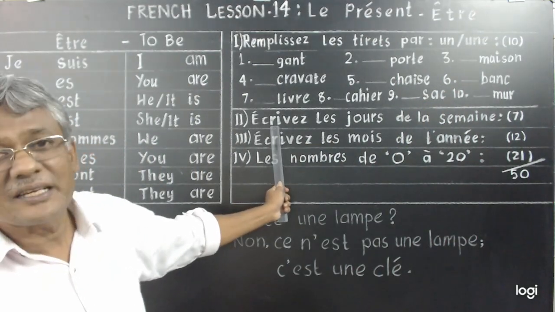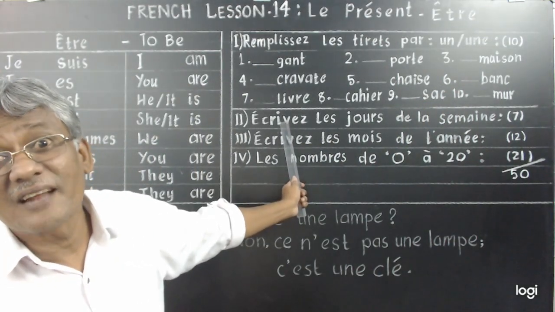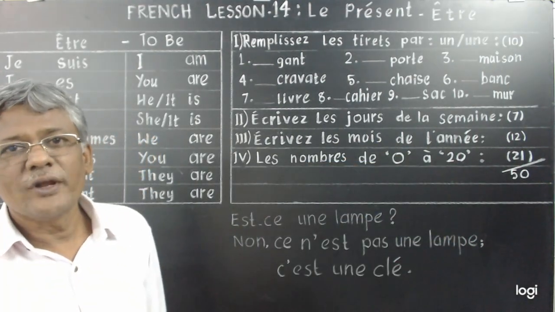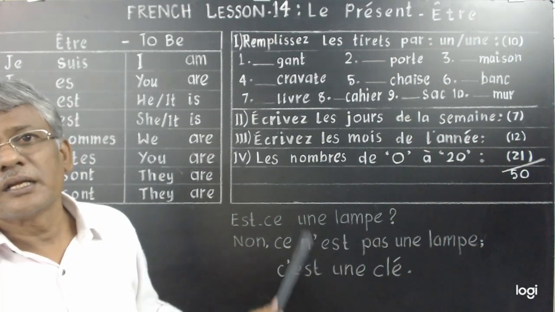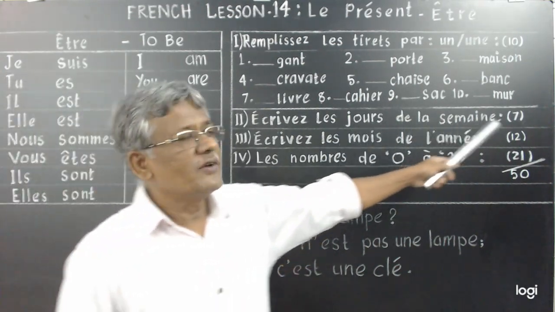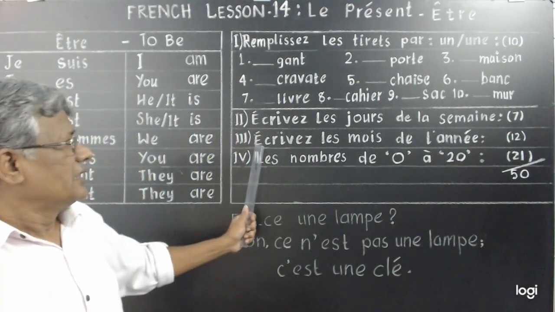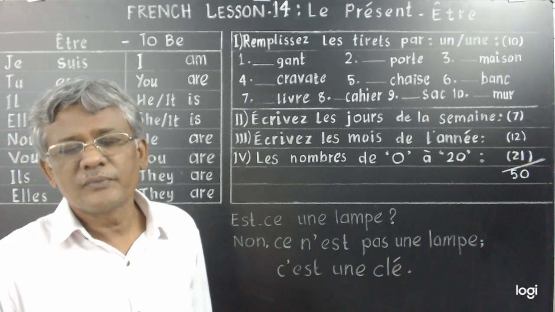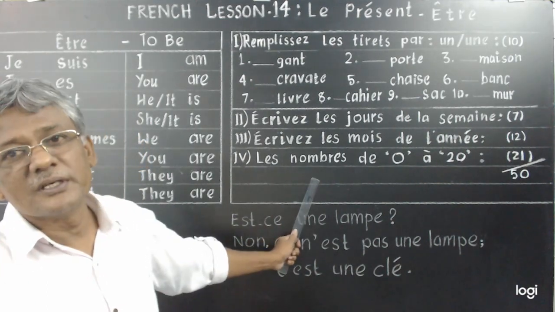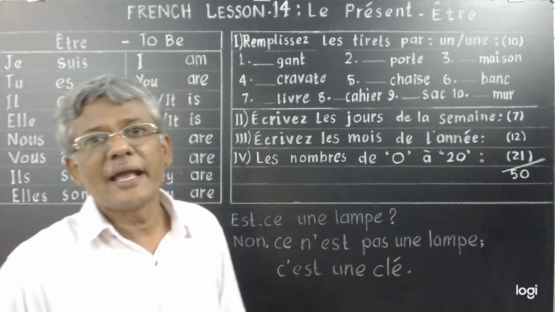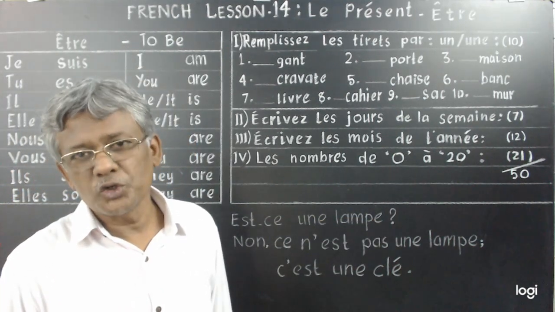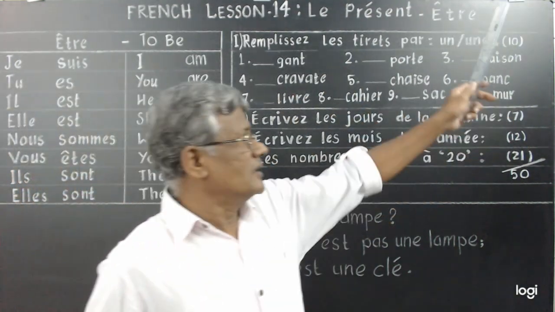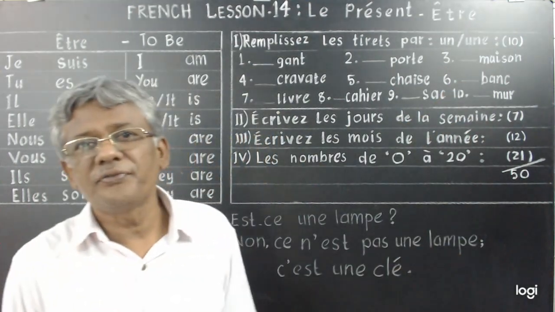And écrivez means write. Écrivez les jours de la semaine. Could you understand the meaning? Write the days of the week. 7 words, 7 marks. Écrivez les mois de l'année. You can understand. What is that? Write the months of the year. Les nombres de 0 à 20. Write the numbers from 0 to 20. That carries 21 marks, 1 mark for each word. So it makes the total of 50.